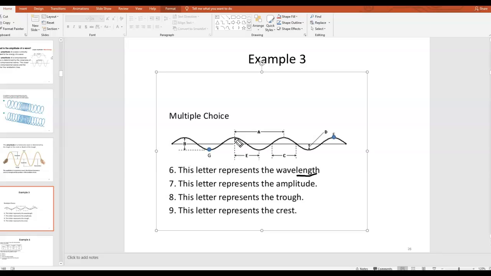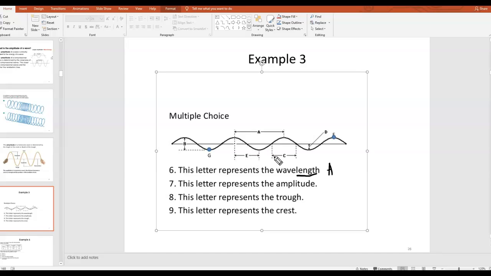Take a look at A. Remember, the wavelength is the horizontal distance from one point on a wave to the next corresponding point. A is a wavelength, okay, because it's going from a crest to another crest. If you look at E, it is a horizontal distance, but it's not between two corresponding points. It's actually the horizontal distance between a crest and a trough.